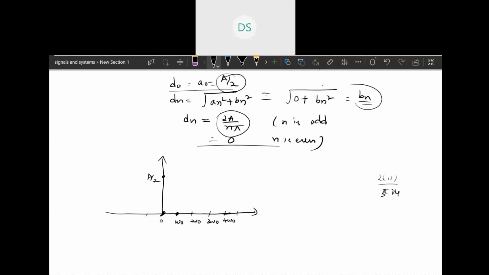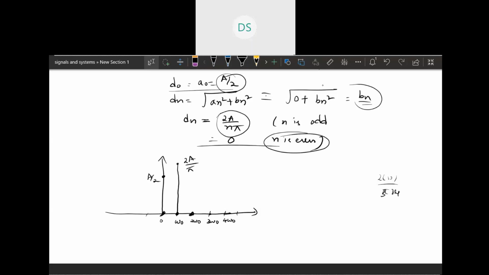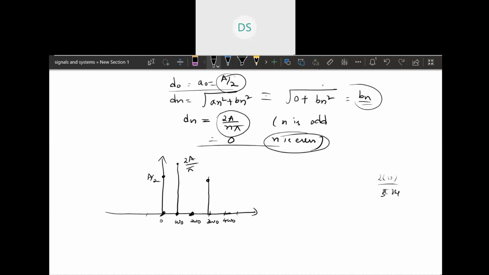Pi value means how much? 3.14. 20 by 3.14 is how much? It is more than that, I think, so you can write it as 2a by pi. When n is equal to 2, it is an even number, so it is 0. When n is equal to 3, it becomes 2a by 3 pi. 3 pi means it's less than that one, somewhere like this.